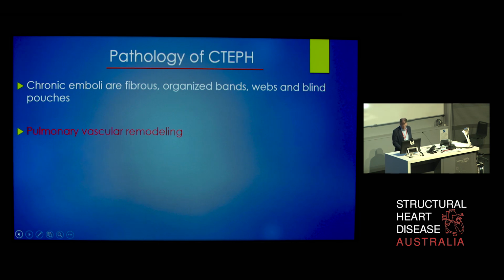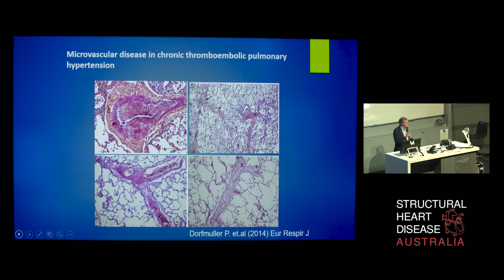There's a pulmonary vascular remodeling. But it's not as simple as it sounds, that it's just a pressure-related phenomenon. So look at the upper left-hand corner here. That's a pulmonary arteriole with the eccentric remodeling of the vessel due to intimal hyperplasia.